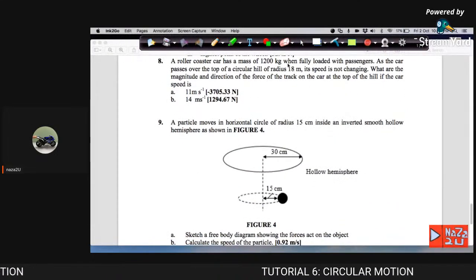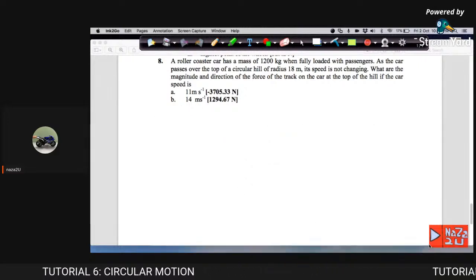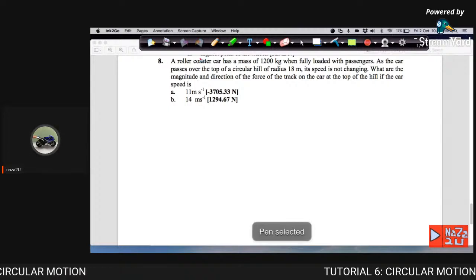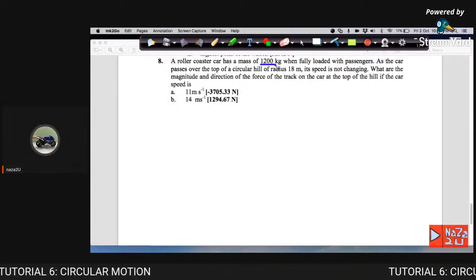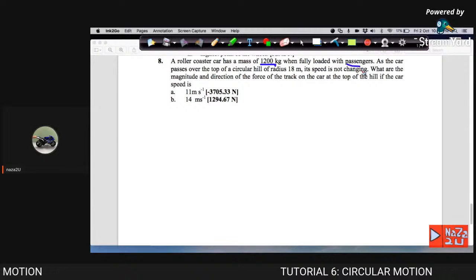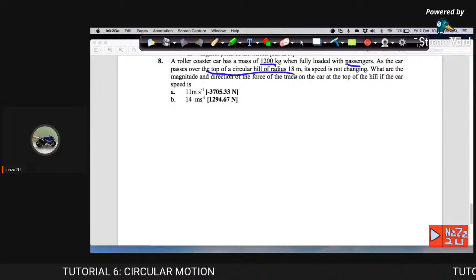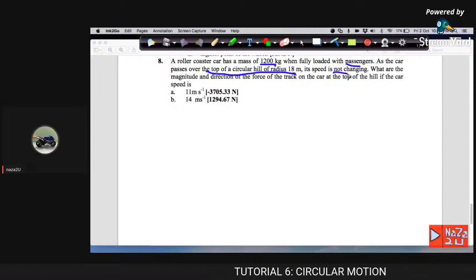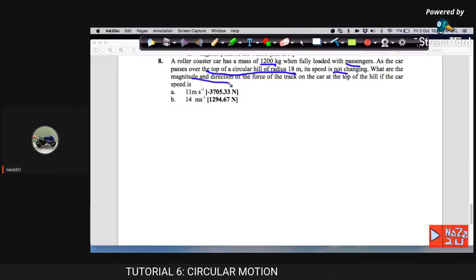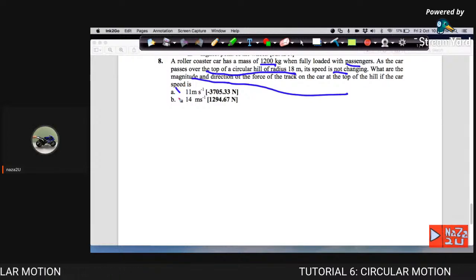Okay, question number 8. A roller coaster has a car mass 1,200 kilogram and is fully loaded with passengers. As the car passes over the top of a circular hill of radius 18 meter, its speed does not change, but the magnitude and direction of the force of the track on the car at the top of the hill if the car's speed is 11 and 14.